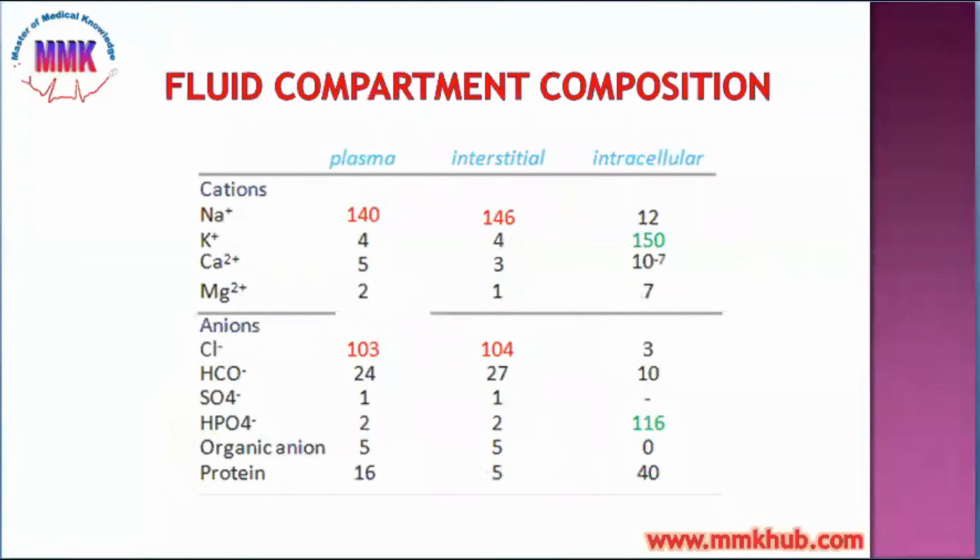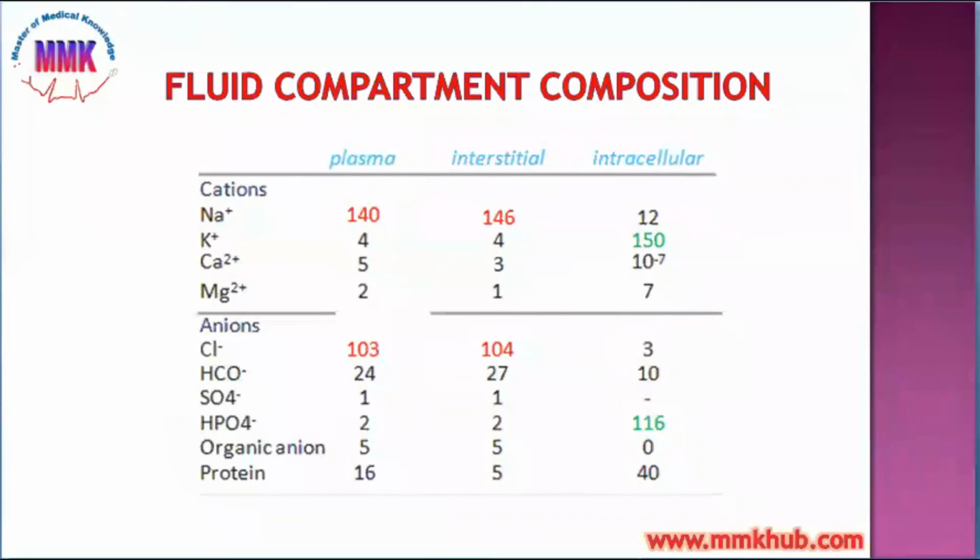What are the fluid compartment compositions? This table is summarizing the ions in the fluid compartments. One is the cations, which are the positive ions, and the major cation is sodium. Its concentration in the plasma is 140 millimole per liter. In the interstitial fluid, it is 146, while in the intracellular fluid, it is 12.